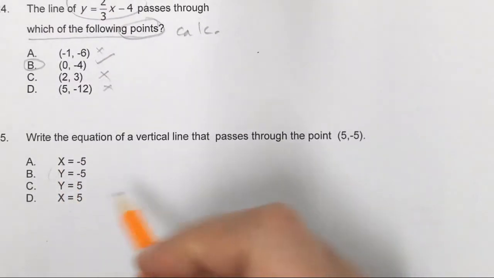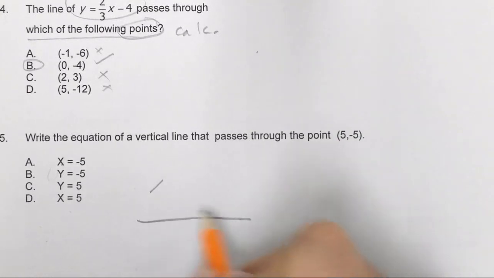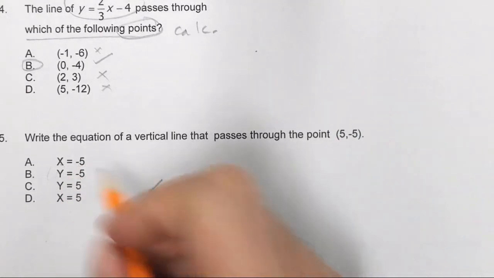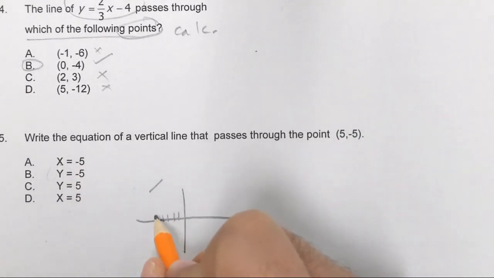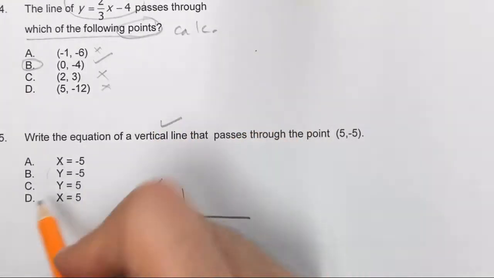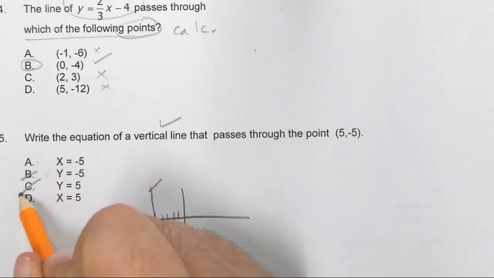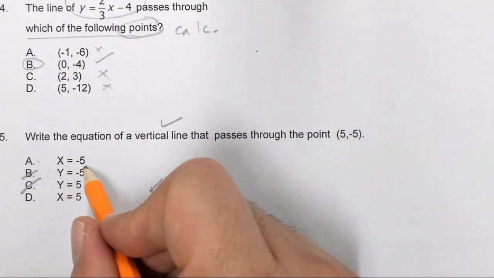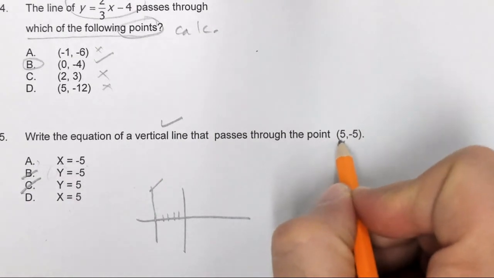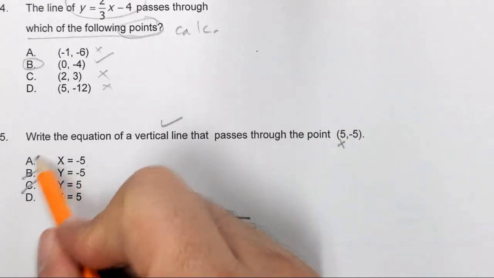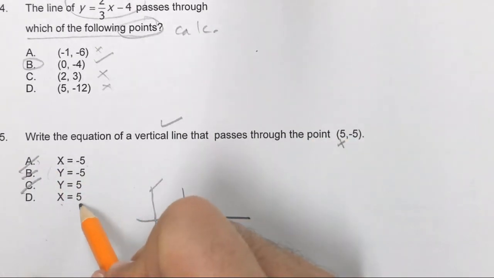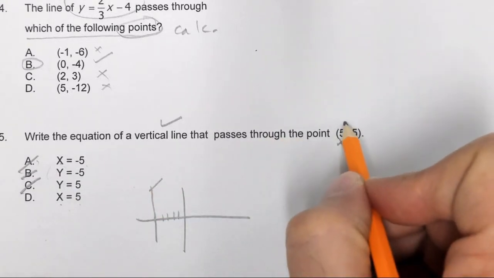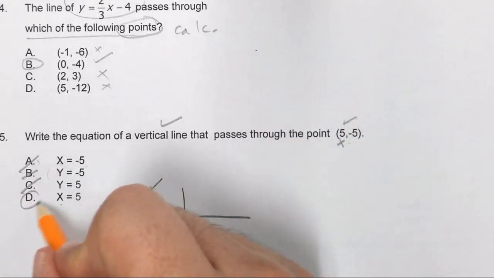Write an equation of a vertical line that passes through point 5, -5. Now, we talked about vertical lines already. They're either going to be x's or y's. So, let's take a look at the x. Go to -5. When you get to -5, there's a notch there. Extend it. Is that a vertical line? Yes, it is. So, it can't be these two. Now, this vertical line has an x of -5. This x is not -5. This one has an x of +5. This x is a +5. The answer is D.